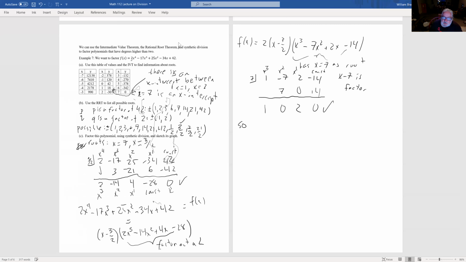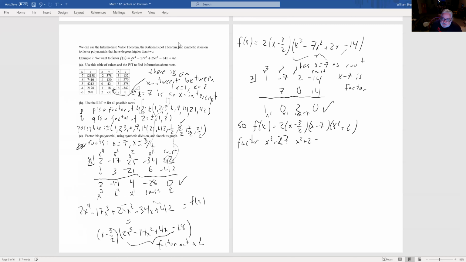So what do we now know about f of x? f of x is 2 times x minus 3 halves times, well, we factored out an x minus 7 now. What are we left with? This is an x squared plus 2. This is my x squared column, my x to the first column, that's my constant. Okay, can I factor x squared plus 2? Well, that's easy, that's a quadratic. So how do I do that?